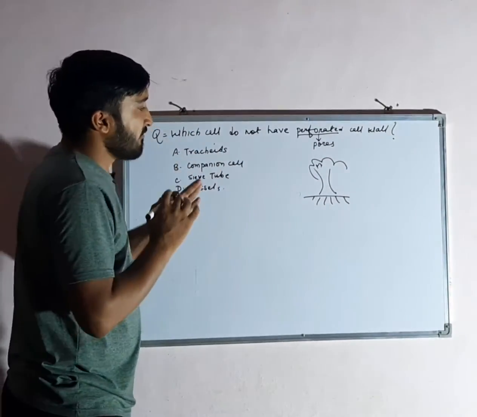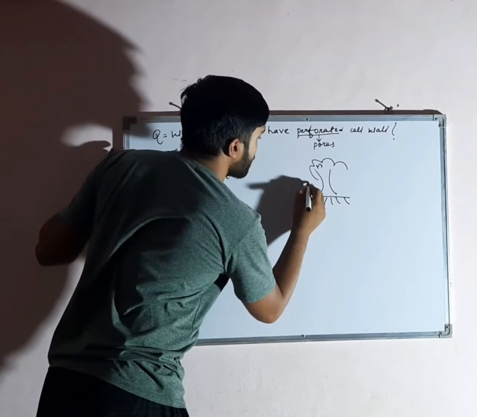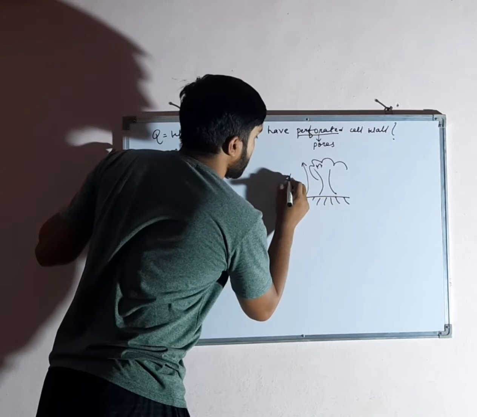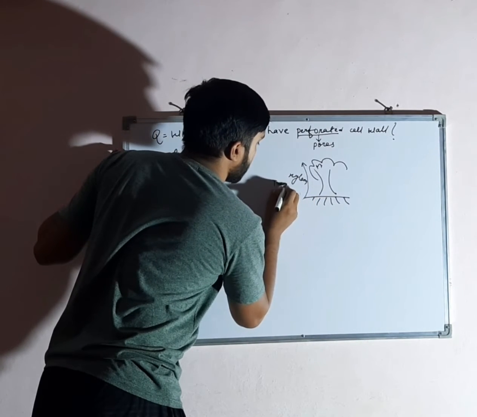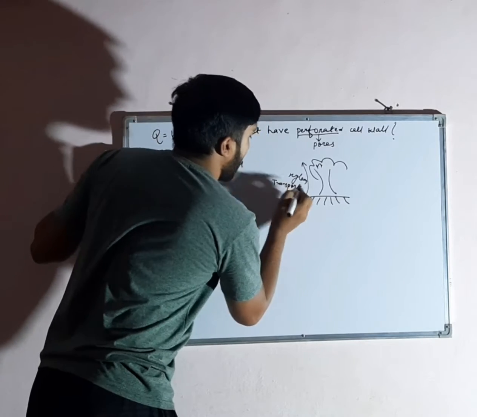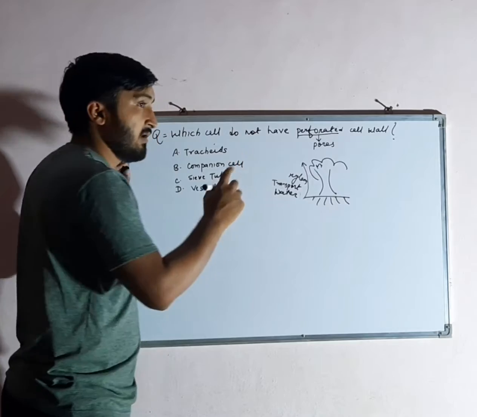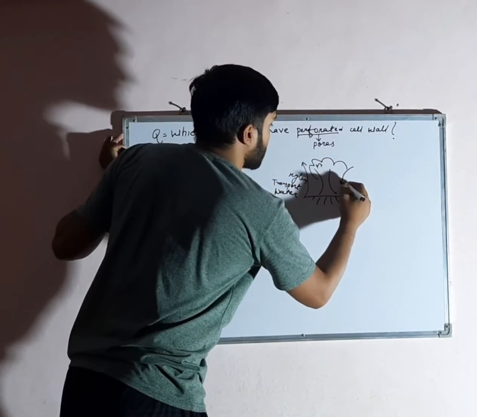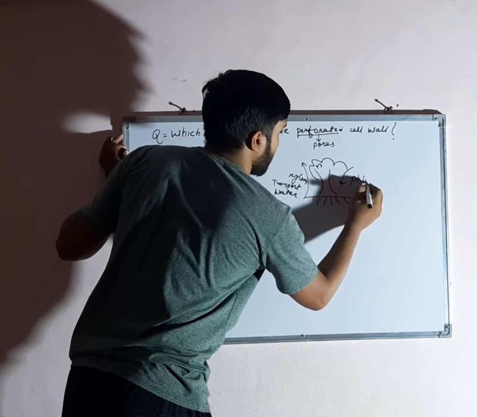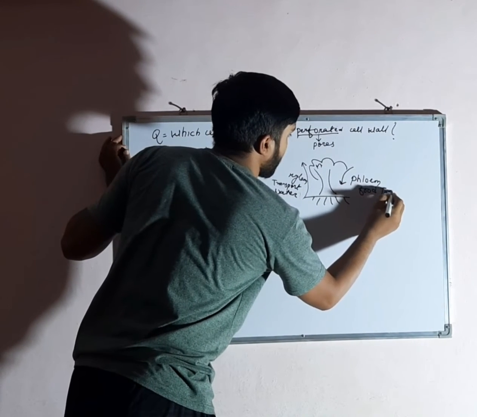So what is the function of xylem? Xylem helps to transport water from roots to stem and leaves. Xylem transports water. And phloem is a tissue which transports food from leaves to the other parts. Food transport.